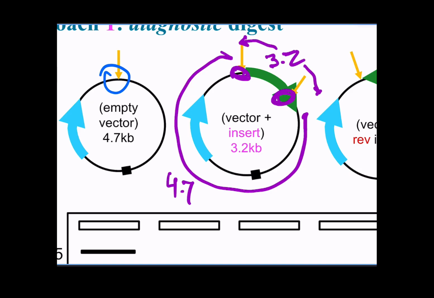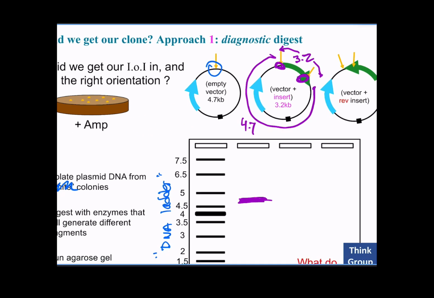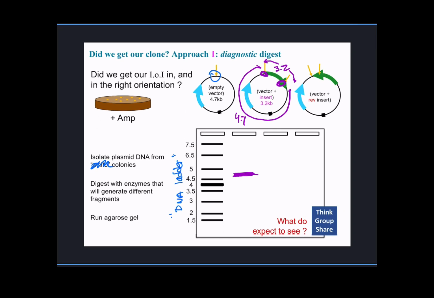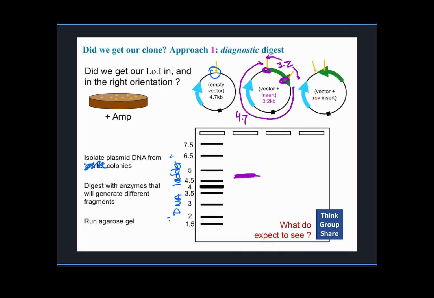But because with this restriction digest, we're cutting the insert out, we're basically reconstituting an empty vector and the insert by itself. So 4.7 and 3.2. And what would that look like in a gel? What would it look like? One would be at the same place. Same place. And then one would be a little bit below the 3.5. That's right, something like this, right? Cool.